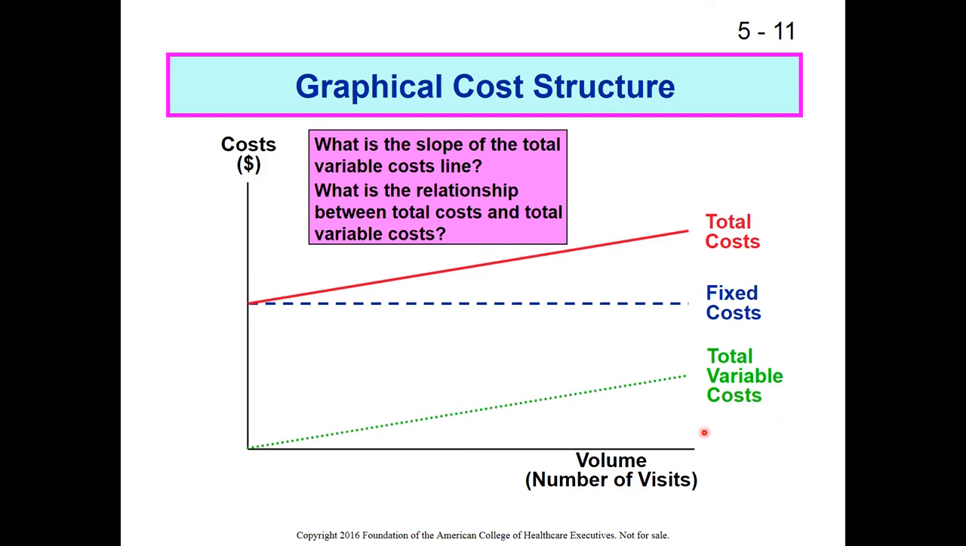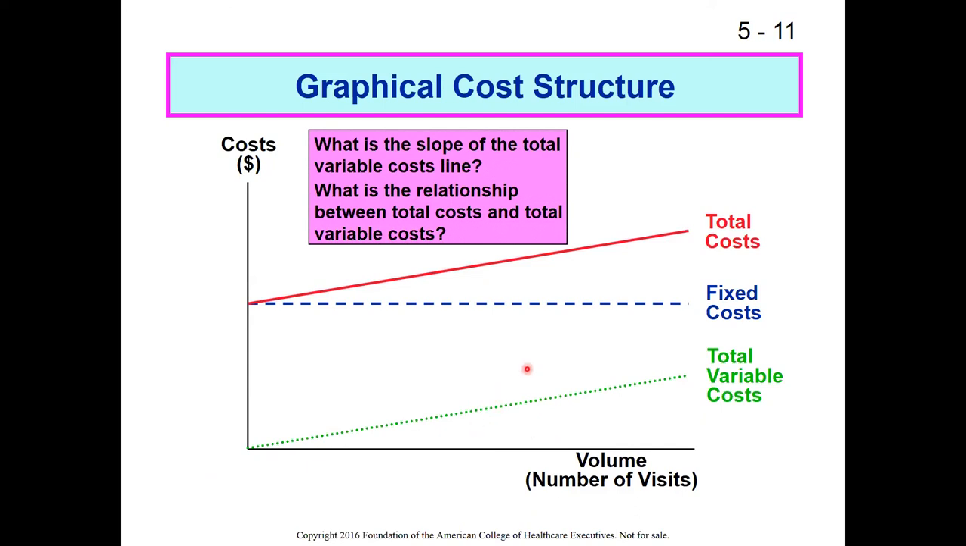Variable costs, however, start at 0, because if you don't see any patients, then you don't incur any costs, right? But if you see one patient, you incur whatever the variable cost is per visit. With the example we were working on, it was $25 per visit. So at 1 visit, we'd have 25. At 2 visits, we'd have 50. At 3 visits, we'd have 75, and so on. So it's always going up at a rate of 25, or in other words, the slope of this line is $25 per visit, right?